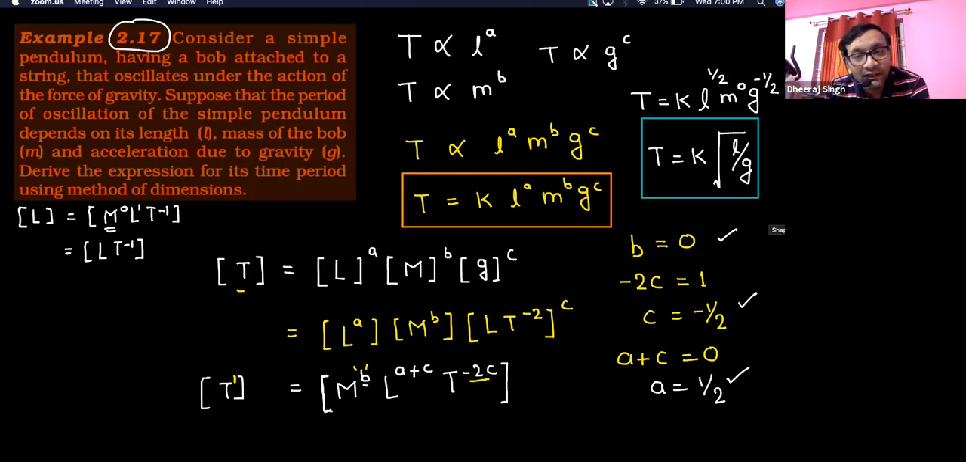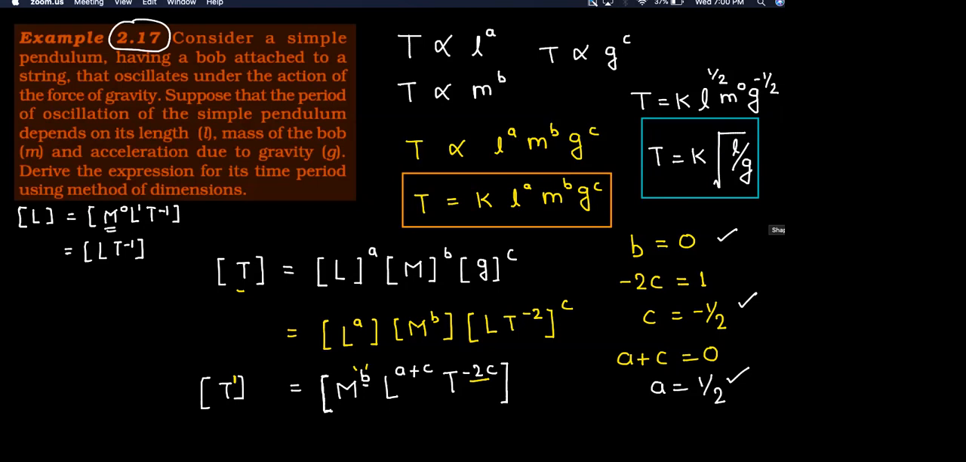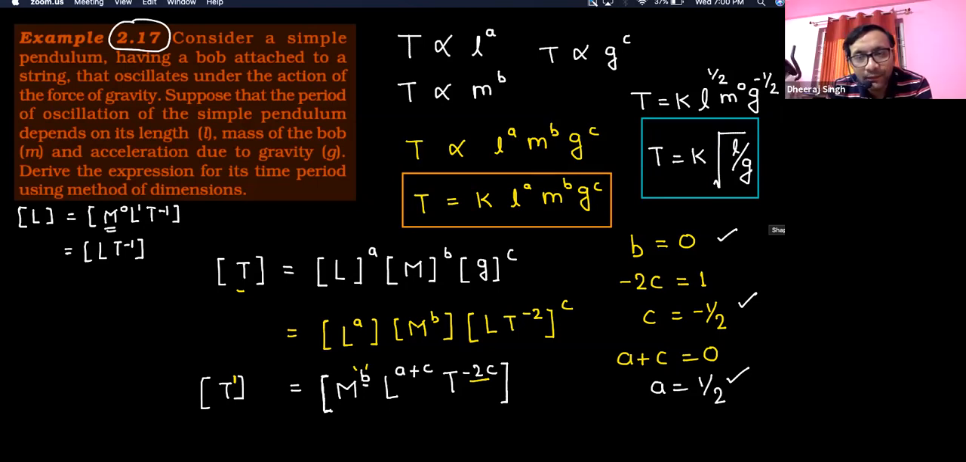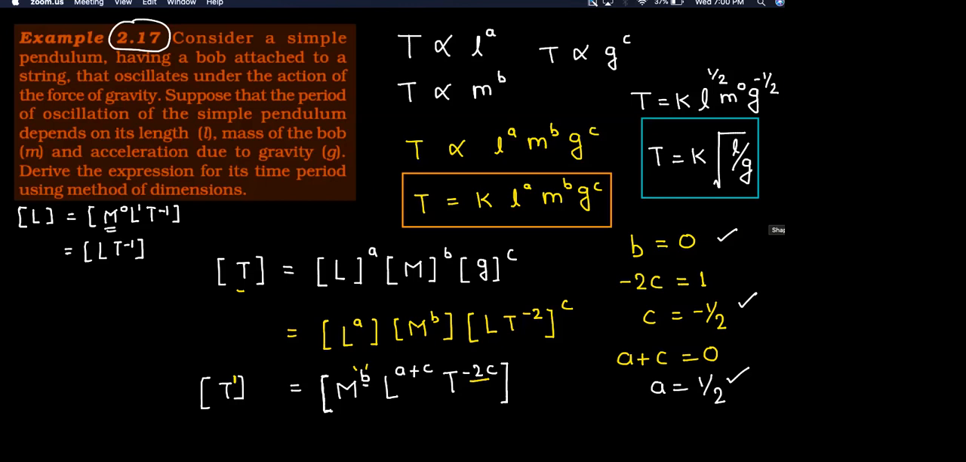So using dimensional analysis, many problems can be solved. You have got the expression here, but yes, the constant k you can't find using dimensional analysis because it is dimensionless. In the dimensional equation, k will not feature. So the value of k you can find experimentally. You draw a graph between T and root over L by G. The slope of the graph will be k.